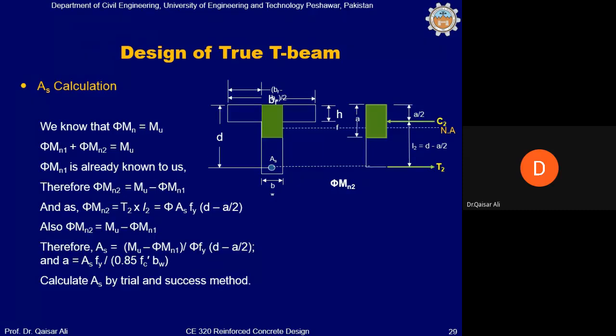We know that phi Mn is equal to Mu, so phi Mn1 plus phi Mn2 must be equal to Mu. Phi Mn1 is already known to us from the ASF equation, therefore phi Mn2 will be equal to Mu minus phi Mn1. Phi Mn2 will be equal to T2 into L2. Then AS can be calculated just like a doubly reinforced beam, and a can be calculated very easily from the trial and success method.